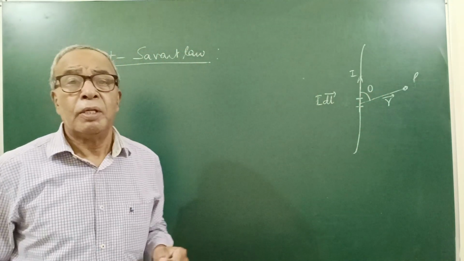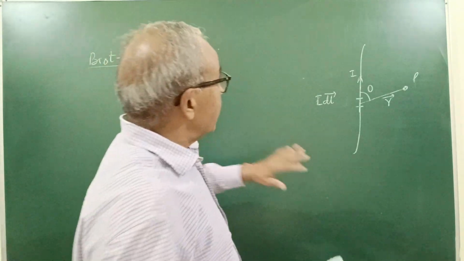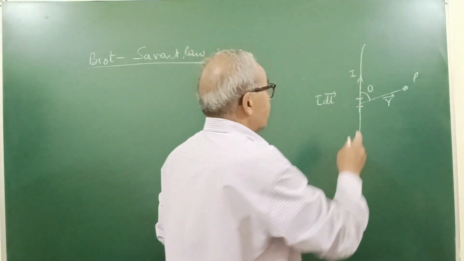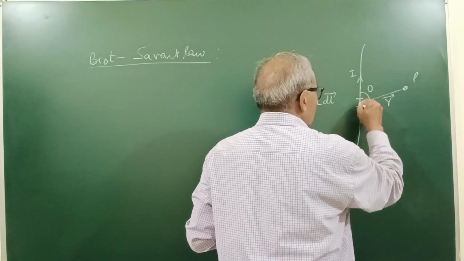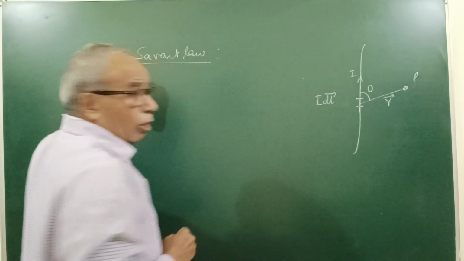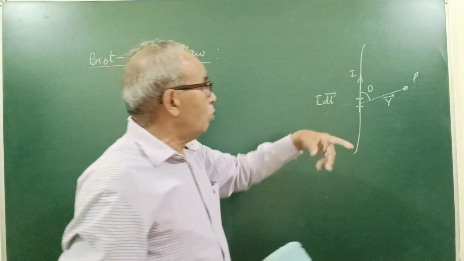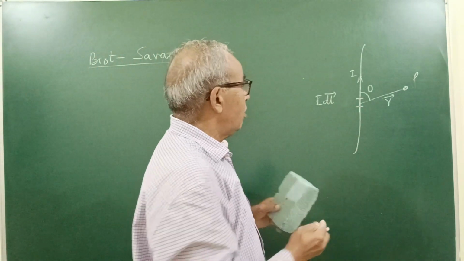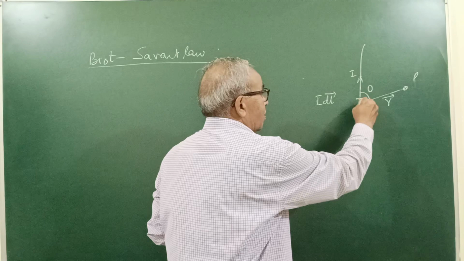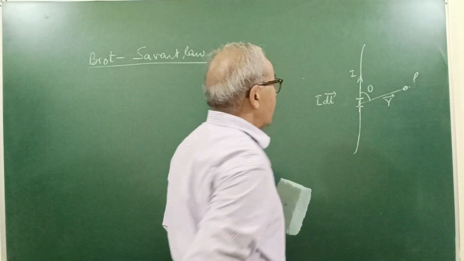But don't confuse that with what I write for the whole length. The magnetic field due to this small length only is given by the Biot-Savart law. The Biot-Savart law gives the magnitude and direction of the magnetic field produced by a small length dl at any point P.